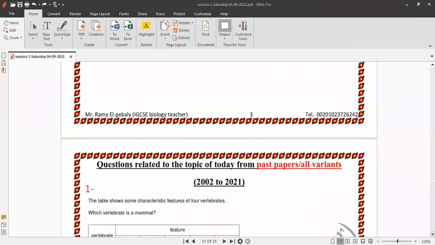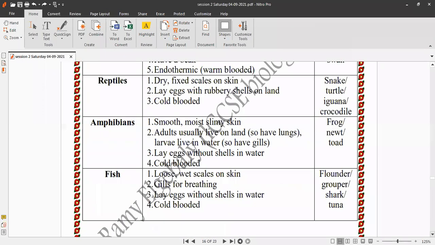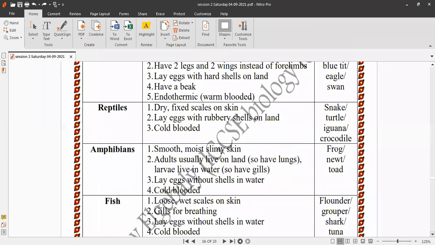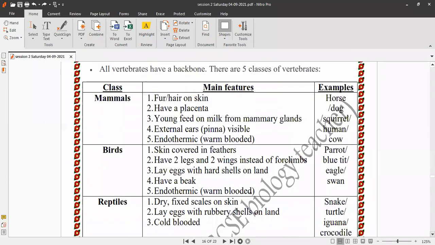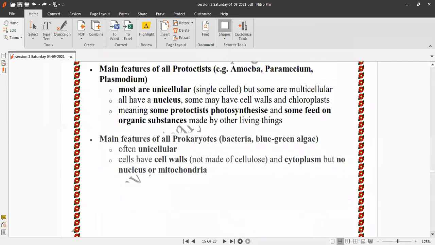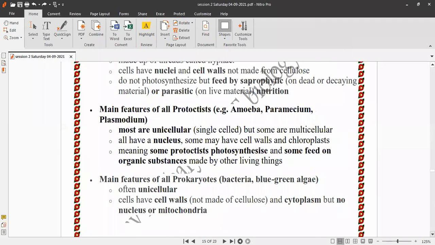Sir, can you send us the number in the chat? Please, sir, the last question. Can you go up for the prokaryotes? I want to write the features. Yeah, no problem. I want someone to ask me any question for this part.